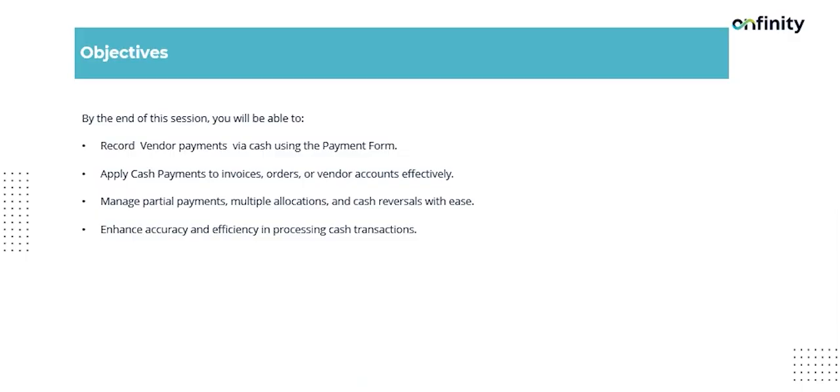the payment form, apply cash payments against invoices and orders, and understand how vendor accounts are updated, manage partial payments where only part of the invoice amount is paid, allocate a single cash payment across multiple invoices, handle cash reversals, such as credit memos. This training will help you improve both accuracy and efficiency in processing cash transactions.